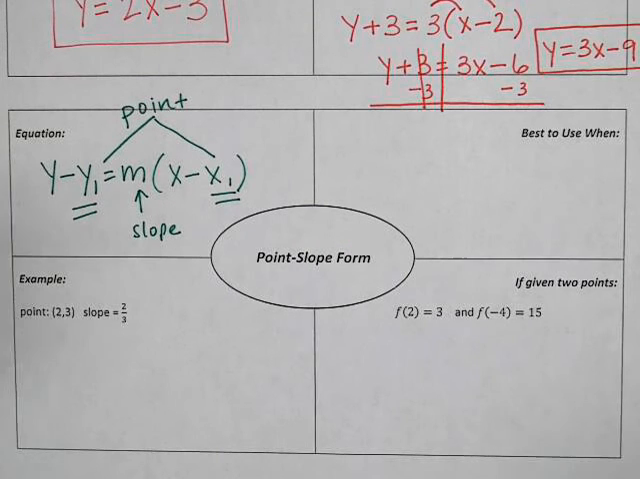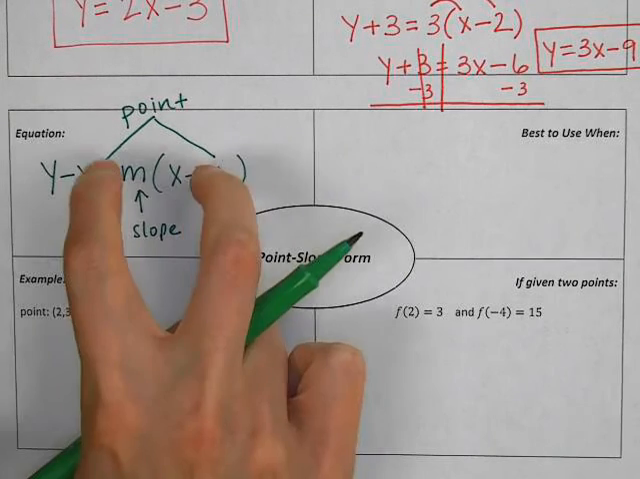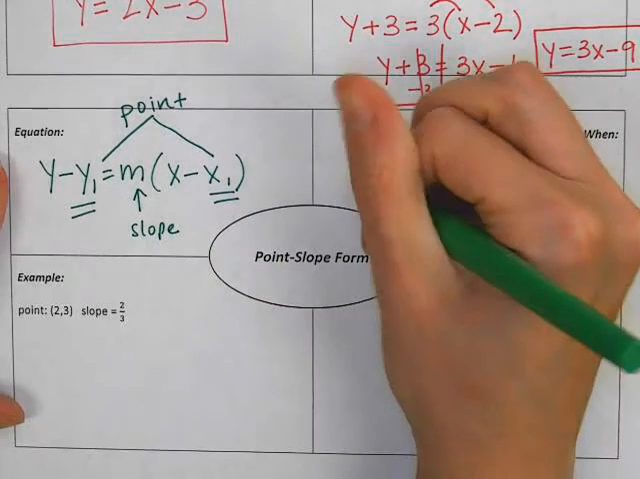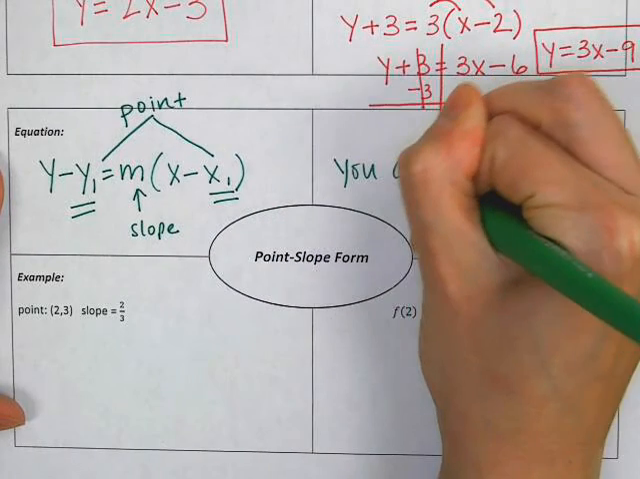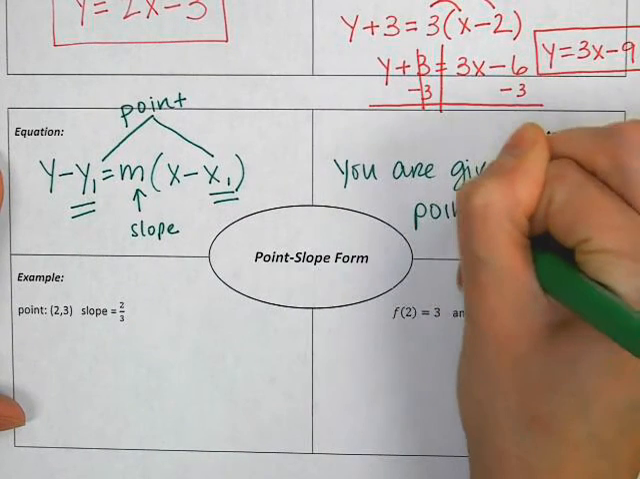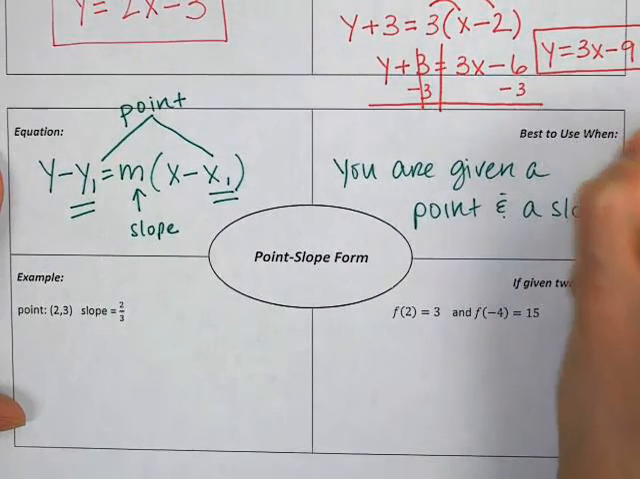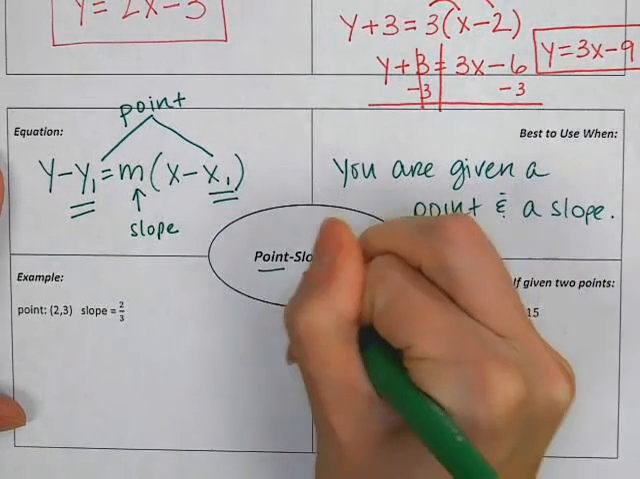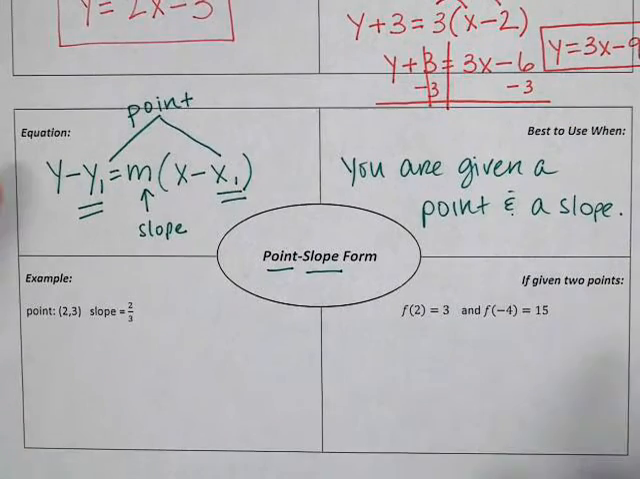Okay, and just like before, this is best to use when you have a point and a slope given. So best to use when you are given a point and a slope. Duh, because it's called point-slope form. So that's the easiest way.